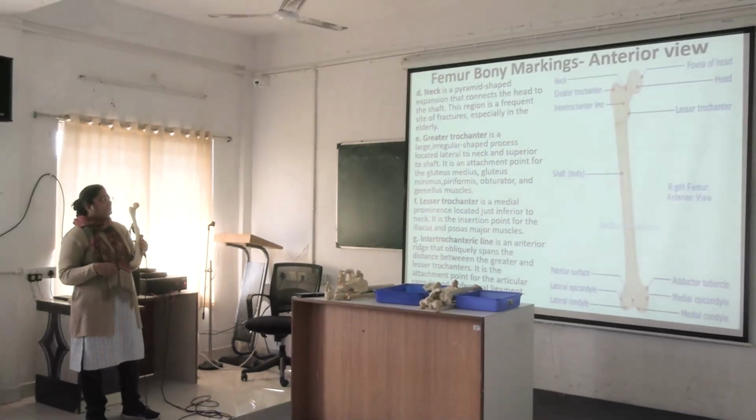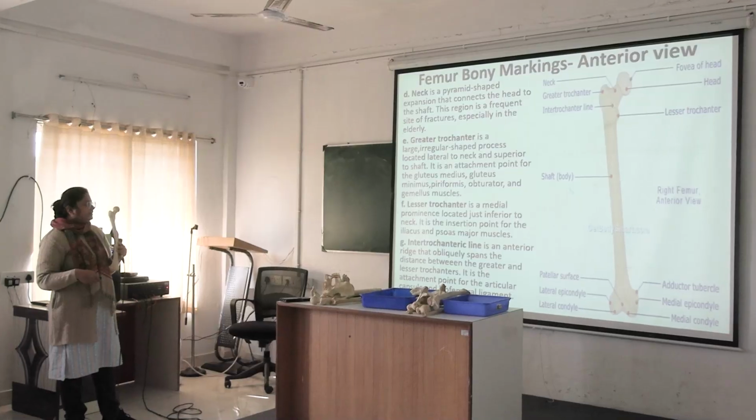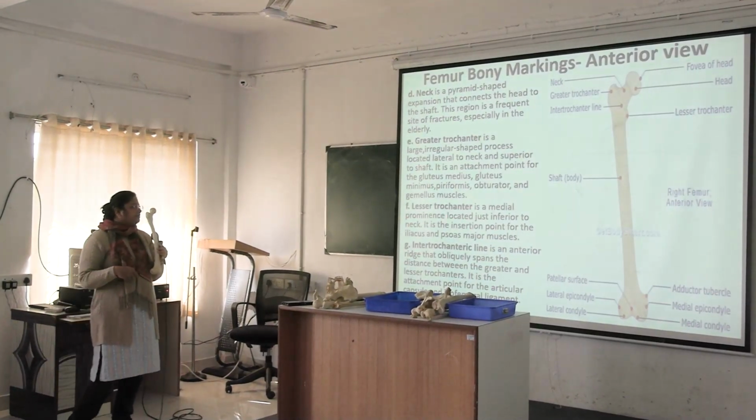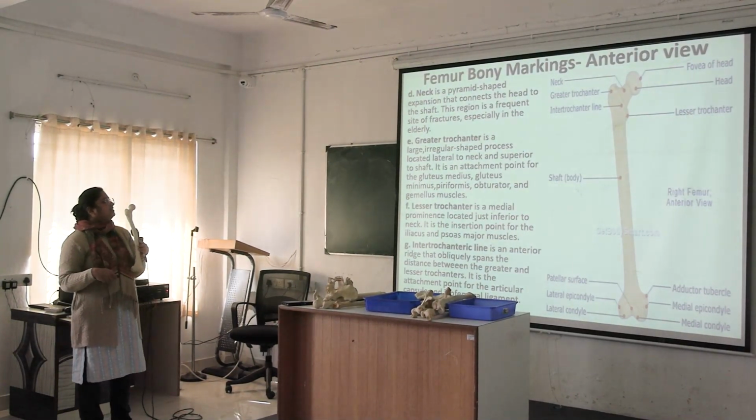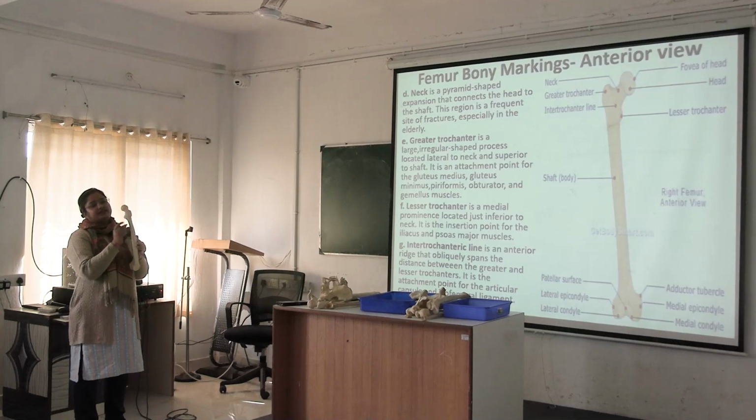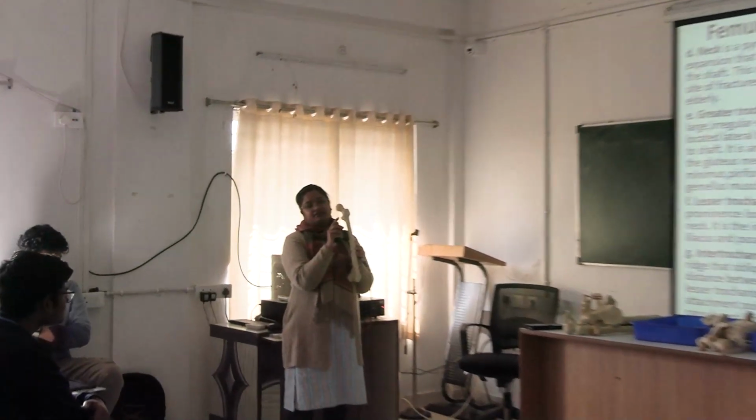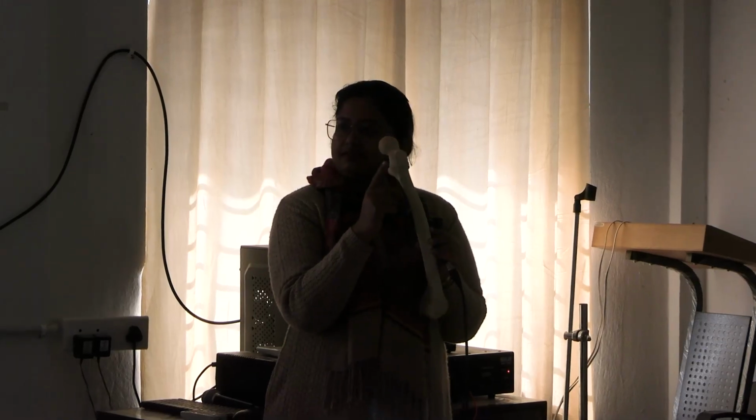Next we are going to the lesser trochanter. The lesser trochanter is a medial prominence located just inferior to the neck. It is the insertion point for iliacus and psoas major. At the tip is psoas major, and below the psoas major will be iliacus. So the insertion of iliopsoas is the lesser trochanter.